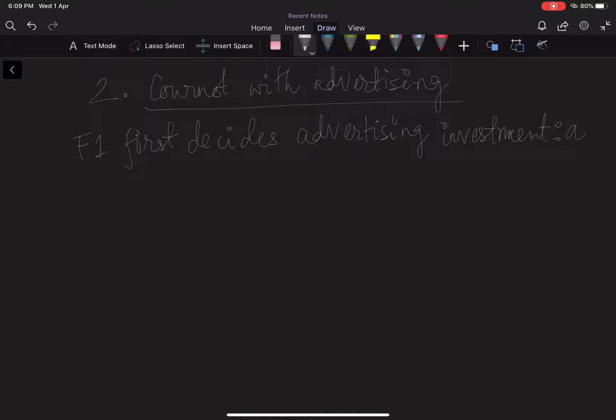So that makes it a sequential move game. First firm 1 decides A, which is a continuous variable, and then firm 1 and firm 2 decide Q1 and Q2 simultaneously. What is the role of A? A would change the demand function. So the demand function now is P equals A minus Q1 minus Q2, where this A is the advertising investment.